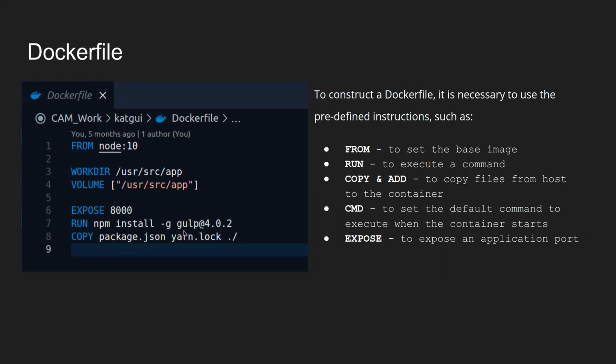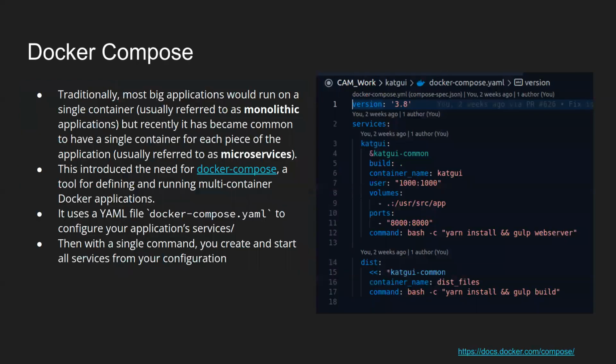For KATGUI, we use gulp for building and for running our web server and building the dependencies. By dependency, I mean the dist files. So we use gulp in that version. So that is our Dockerfile.